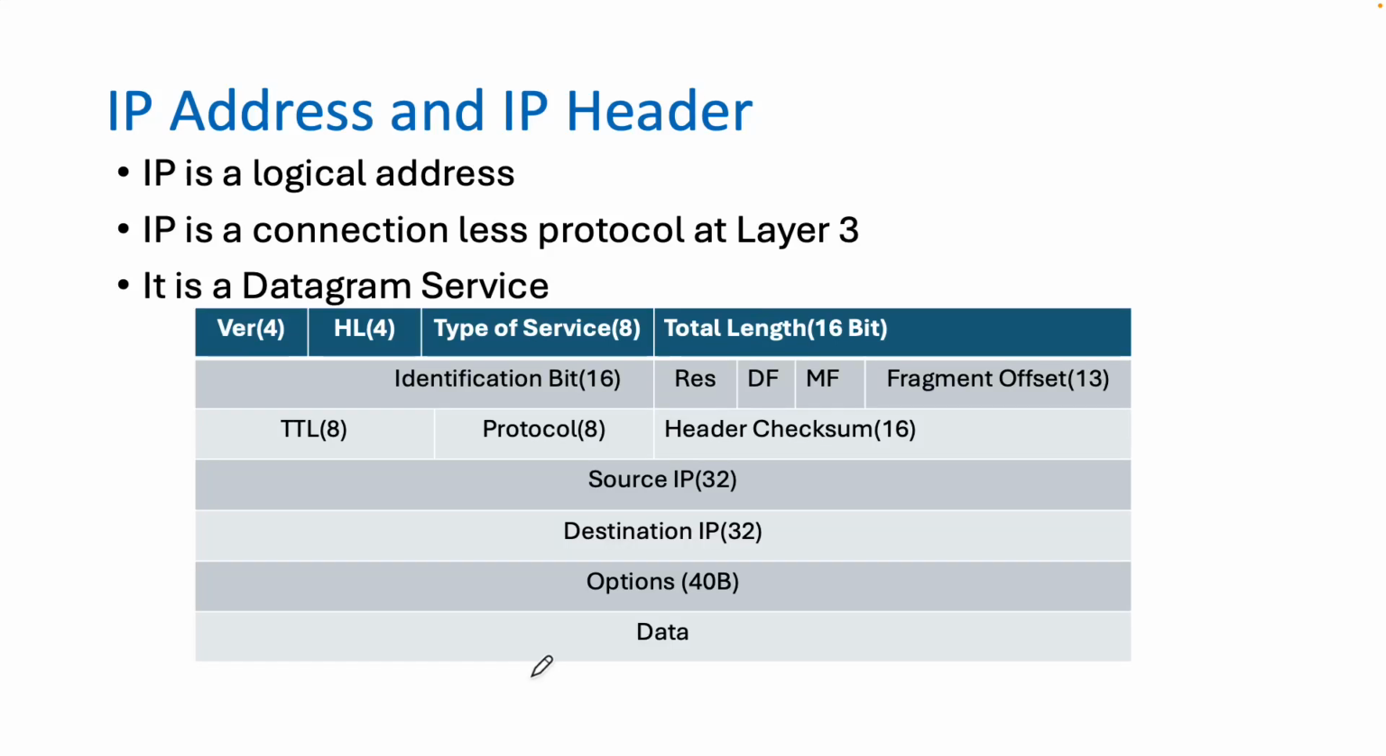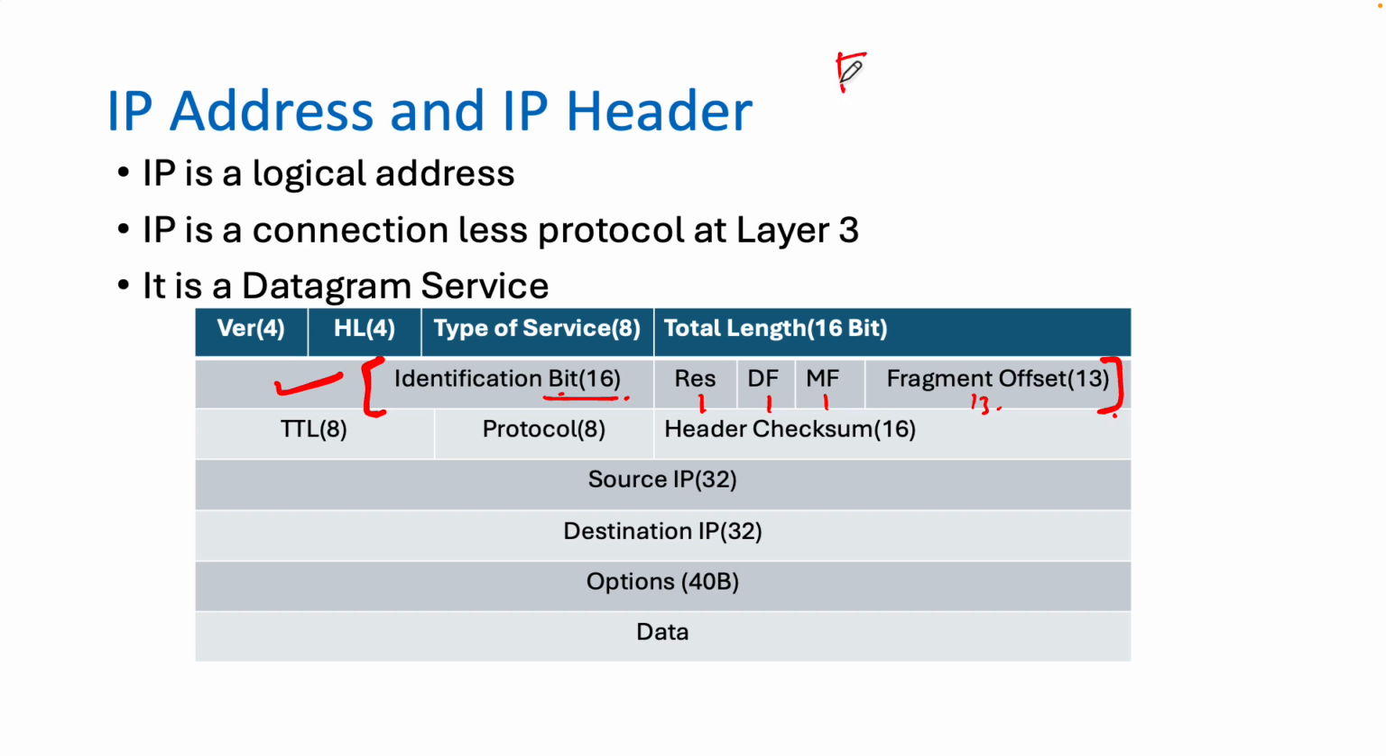Friends, now let's talk about the fragmentation part. This one is important. So again, this is a 4 byte, 16 bit identification bit. This is 1 bit, 1 bit, 1 bit, and 13 bits. Let's start with this identification bit.